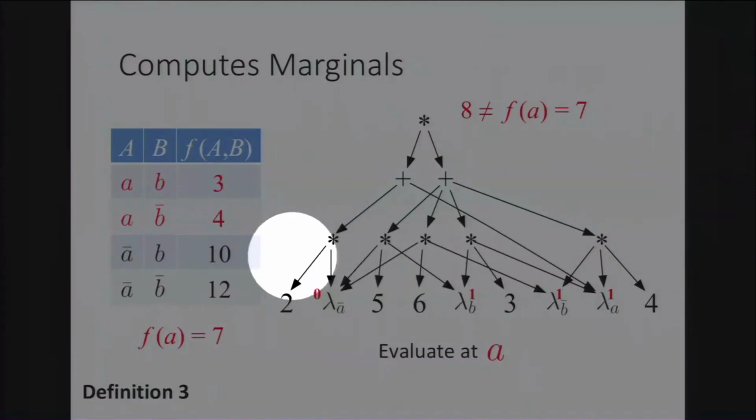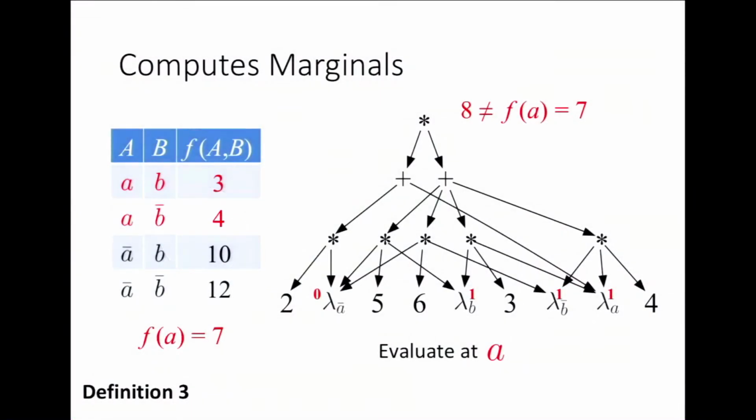What does this circuit say? 8. This circuit does not compute the marginals of that factor. It does compute the factor, it does represent it, but it is not sitting there ready to compute its marginals, which is what we want to do, tractable inference. We're good? Okay. Now you get the concept.